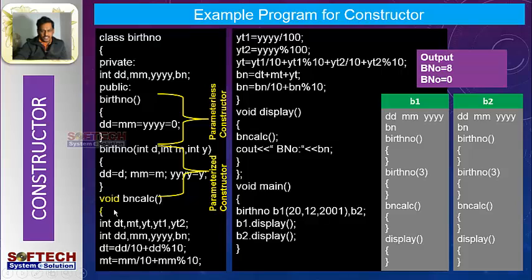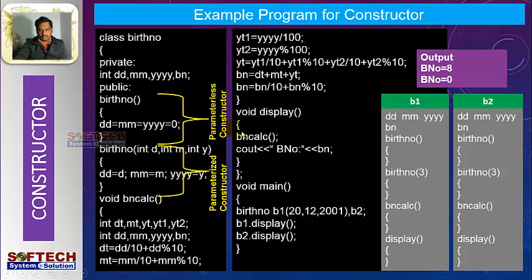The third function is also a method, but not a constructor method. The third method is pn call, that is birth number calculation. We already discussed it. It separates the individual digits of the date, then it is assigned to dt, and then it separates the month digits, calculates and assigns to mt. In a similar way, the y is also calculated. Then we find the birth number. Already we discussed it in the previous example.